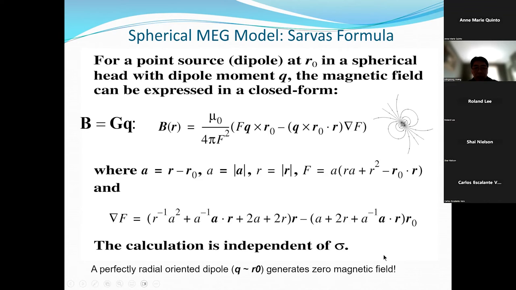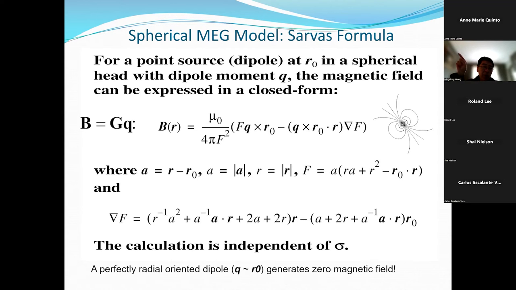The second consequence of that is, assuming you have an electric current dipole that points in the radial direction. Imagine you have a sphere, right? From the center of the head, pointing outward, that's a radial orientation. If the current flows perfectly in the radial orientation, it means Q and R0 are in the same direction. If that's the case, we know any vector cross product with itself is zero. So this term disappears. The second term also disappears because Q points in the same direction as R0, so R0 cross R0 gives you nothing.